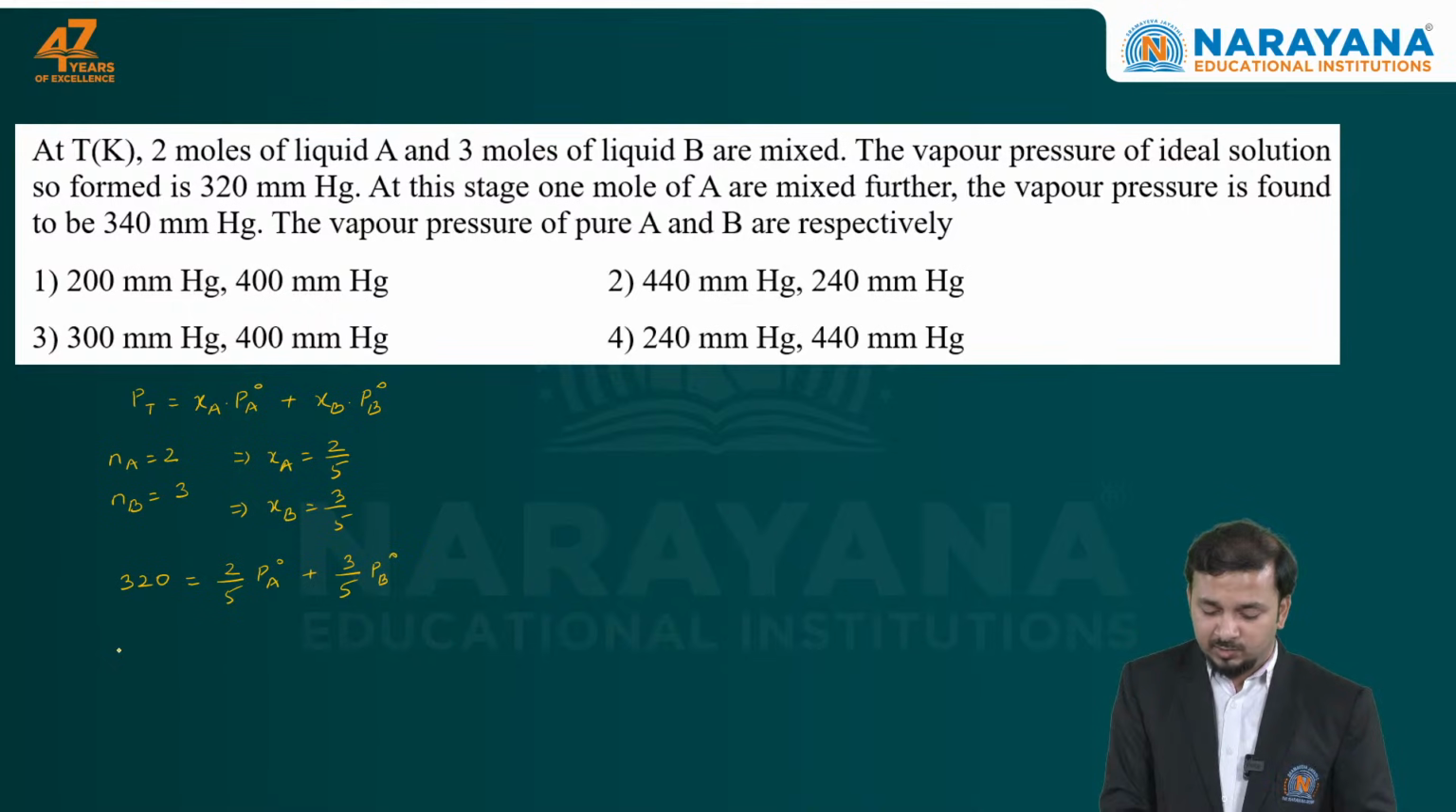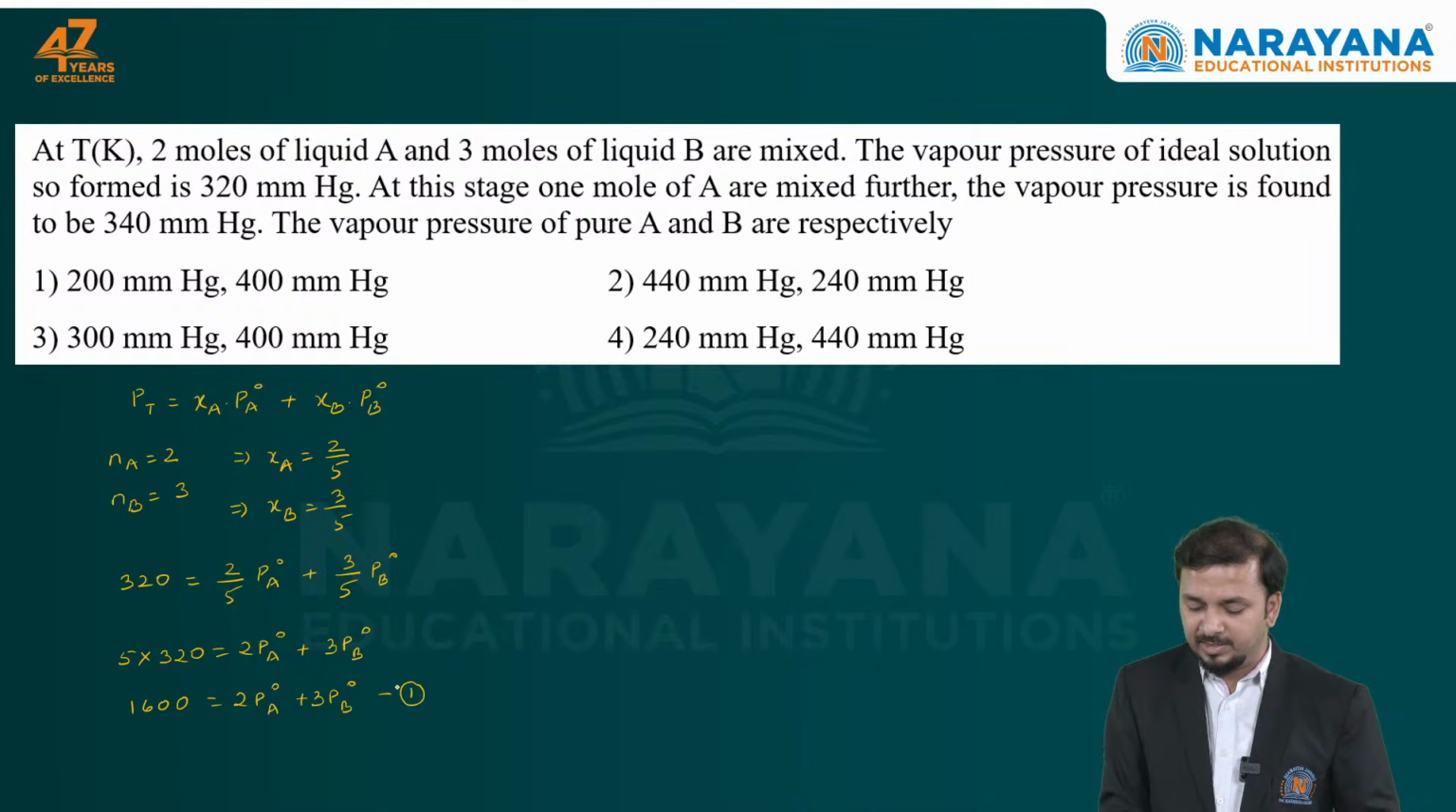So if I simplify this, we'll get 5 into 320 is equal to 2 times Pa naught plus 3 times Pb naught. This will be how much? 5 into 320 is 1600. That is equal to 2 times Pa naught plus 3 times Pb naught. Let's say this is equation 1.